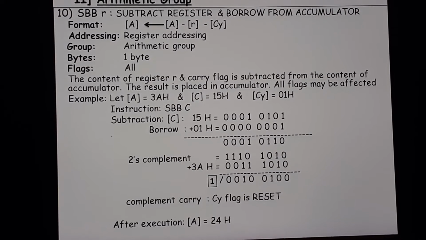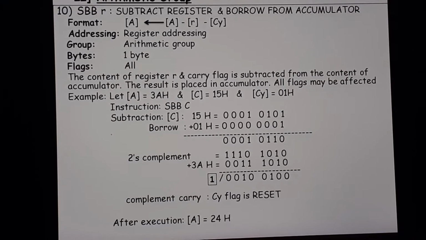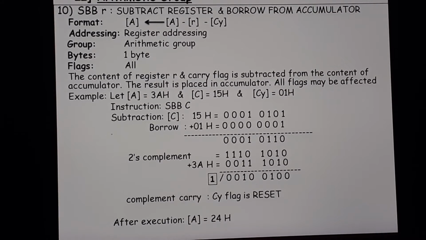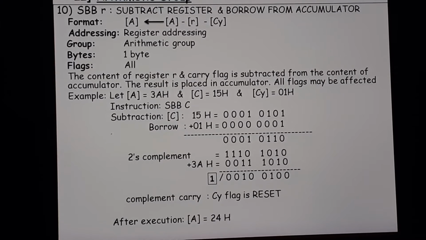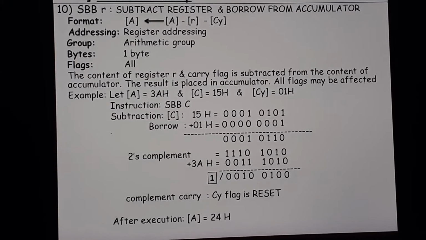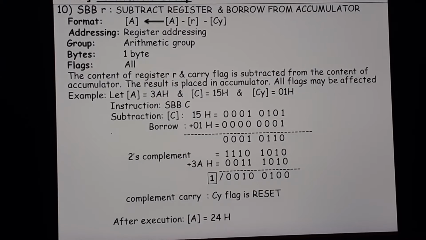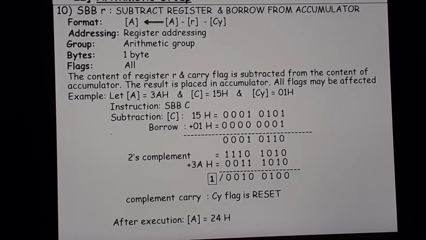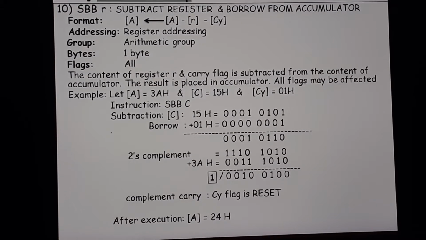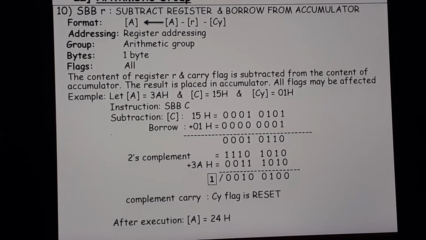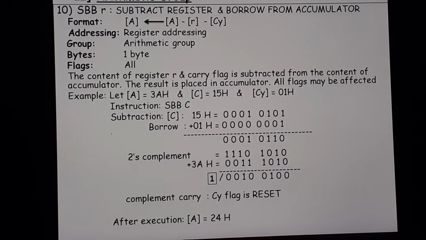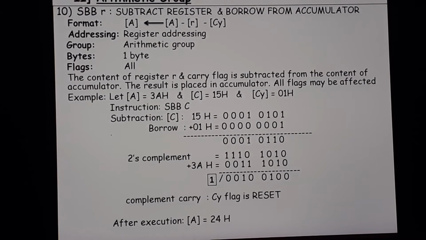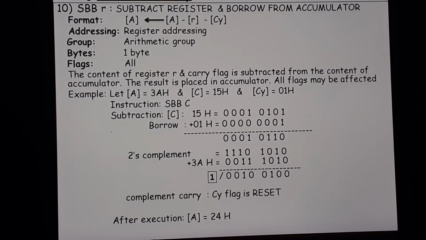So the 10th instruction is SBB R, which is nothing but subtract register and borrow from the accumulator. As we had seen in the addition, we used to add carry, so there was C in that instruction, but in subtraction we'll be seeing B. B is nothing but borrow, which is the same as carry. So in subtraction we call it borrow. So SBB R stands for subtract register and borrow from the accumulator.